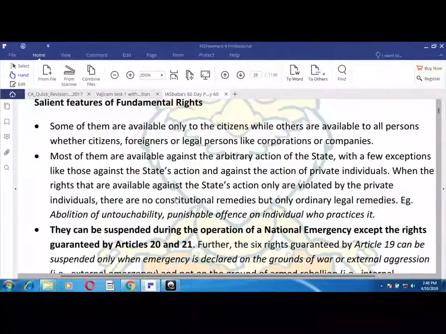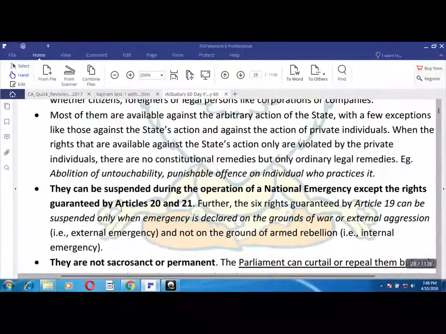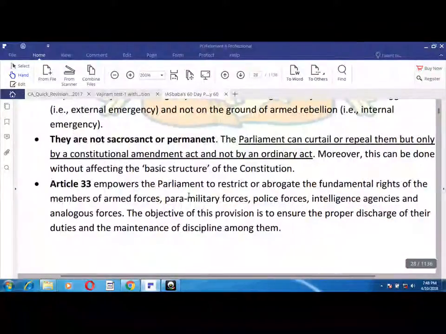Abolition of untouchability is a punishable offence for any individual who practices it. The fundamental rights can be suspended during the operation of a national emergency, except the rights guaranteed by Articles 20 and 21. They are not sacrosanct or permanent. Parliament can curtail or repeal them, but only by a Constitutional Amendment Act and not by an ordinary act.